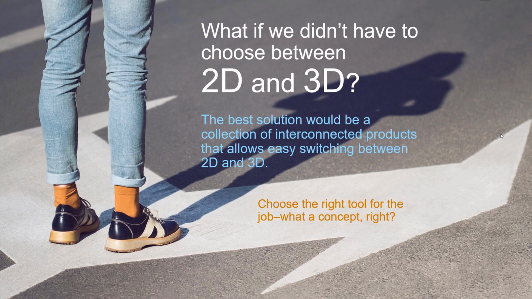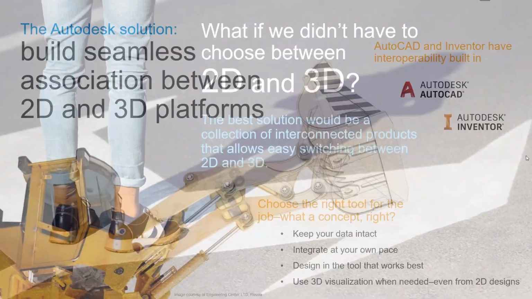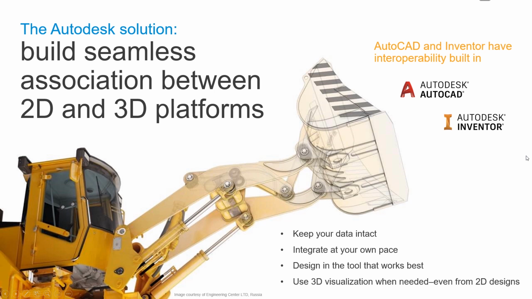But what if we didn't have to choose between 2D and 3D? What if the best solution was a collection of interconnected products that allow us to easily switch between 2D and 3D? Well, that's what we're going to look at. We're going to choose the right tool for the job, and off we're going to go from there. So we're going to look at building a seamless association between 2D and 3D platforms. The best part about this is that we keep your data intact. We integrate you at your own pace, so you're not forced to move all the way over in one go. You can choose the design tool that works best.